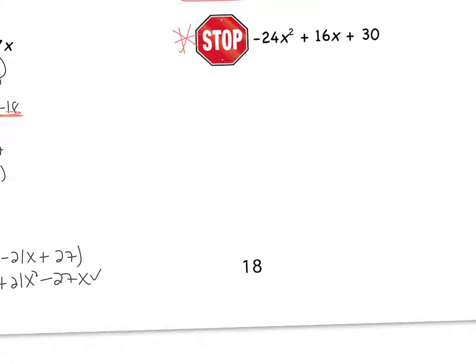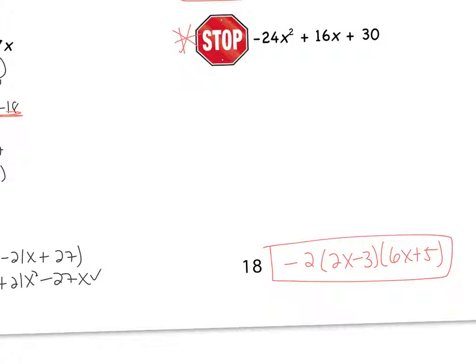Okay, let's see how we did. If you factored correctly, you should have gotten negative 2 times 2x minus 3 times 6x plus 5. And again, you could reverse the order of those two binomials. So this order could be reversed. If you didn't, you made a mistake. If you made a mistake, go back and find that mistake. When you come to class tomorrow, you're going to be doing some more review with factoring.